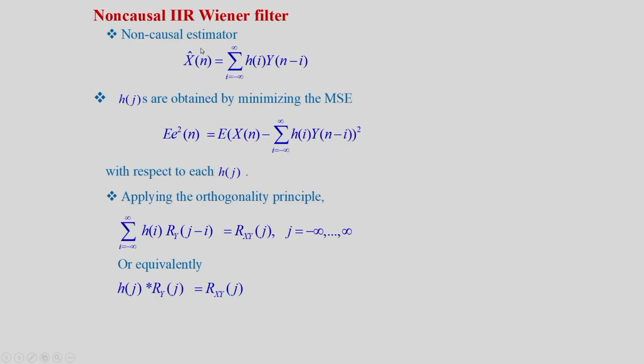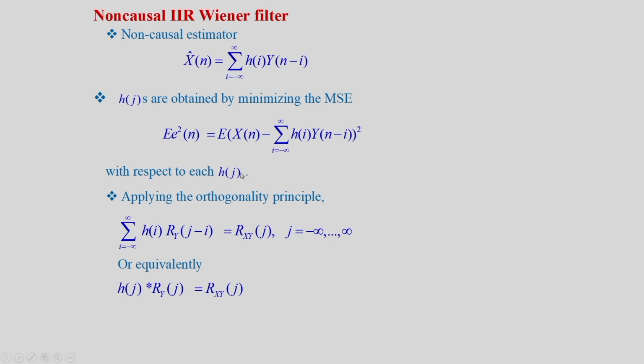We also considered the non-causal IIR Wiener filter. In that case, the impulse response sequence is infinite. Therefore, our x hat at n is equal to summation hi into yn minus i going from minus infinity to plus infinity. So, in this case, the mean square error will be E of (xn minus summation hi into yn minus i going from minus infinity to plus infinity) whole square. And this mean square error we have to minimize with respect to each hj.